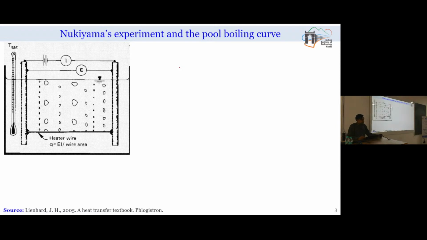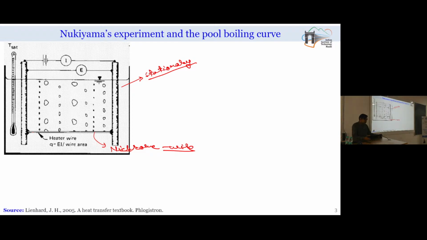Historically, some of the pioneering work in boiling heat transfer was done by Nukiyama, and this was the experimental configuration which was used in Nukiyama's experiment. Nukiyama had one electric wire. Initially he started with a nichrome wire, and with the nichrome wire he started heating water, which was contained inside a container, and the bulk of the water was under stationary conditions. Whenever the water is under stationary conditions, the boiling phenomenon that occurs is typically referred to as pool boiling heat transfer.